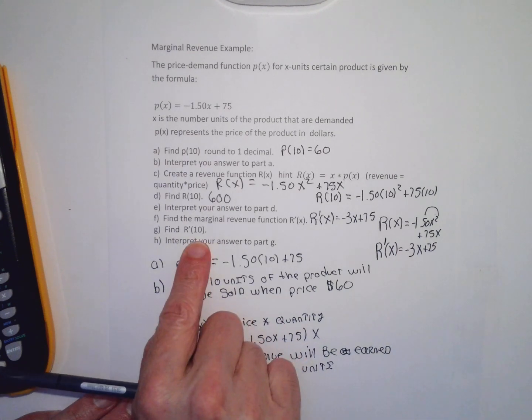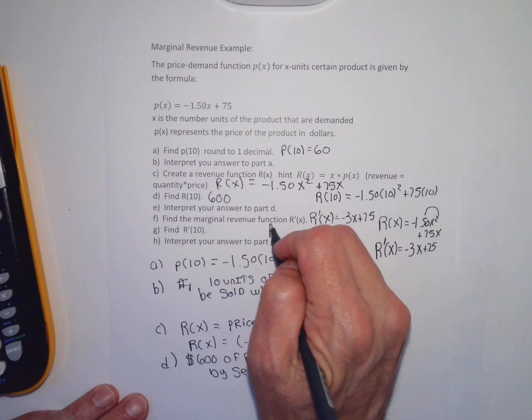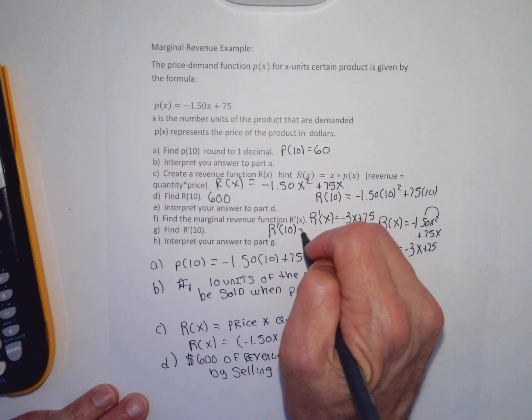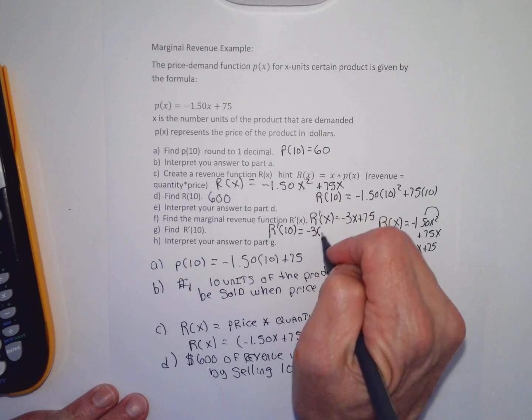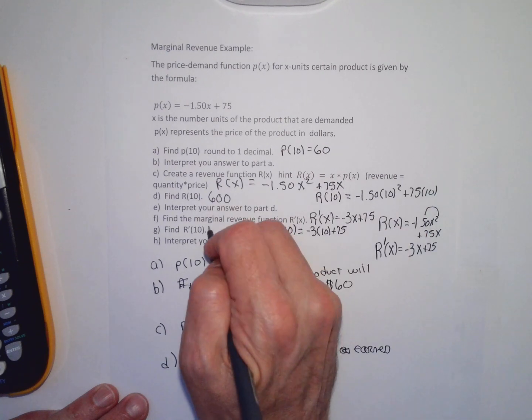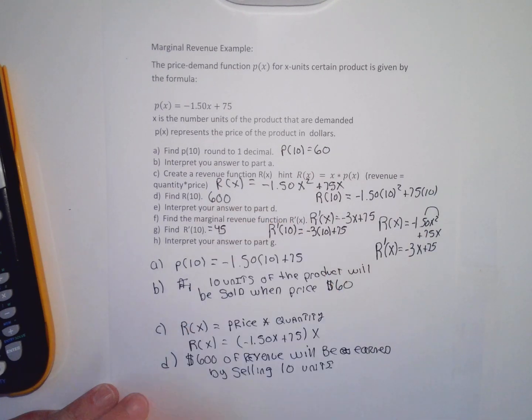Part G just wants me to plug 10 into the marginal revenue function. So I'm going to do the marginal revenue function evaluated at 10, which is negative 3 times 10 plus 75. And I can do that without my calculator. That's negative 30 plus 75, which is 45.